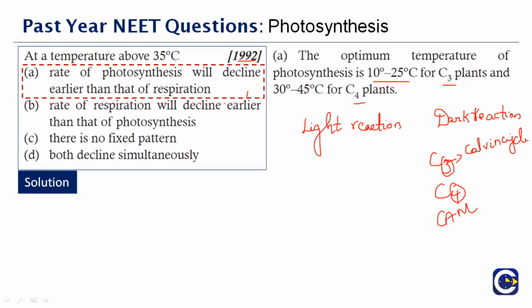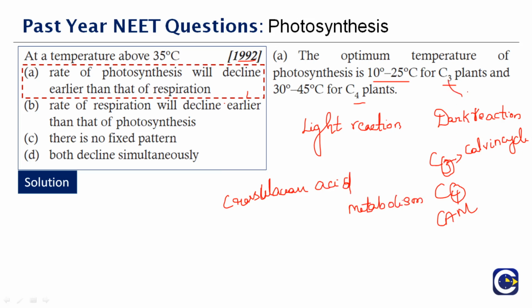What do you mean by CAM? How can you describe it? See, CAM plants are also known as CAM photosynthesis. It's a carbon fixation pathway that evolved in some plants as an adaptation to arid conditions. So what is the full form of CAM? It is called crassulacean acid metabolism. Okay, so you just need to understand the differences here.